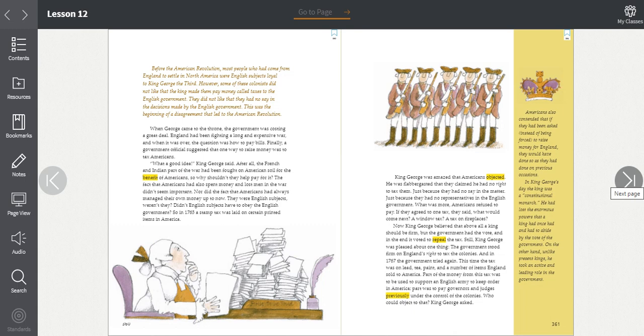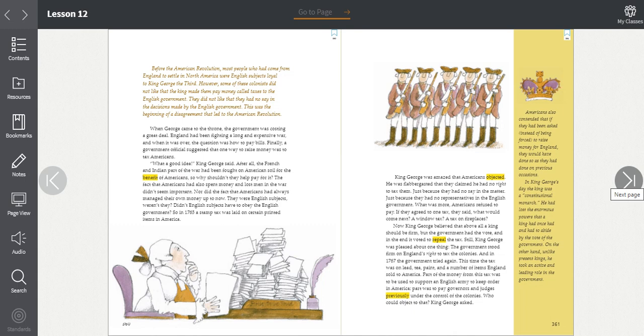This time, the tax was on lead, tea, paint, and a number of items England sold to America. Part of the money from this tax was to be used to support an English army to keep order in America. Part was to pay governors and judges previously under the control of the colonies. "Who could object to that?" King George asked.